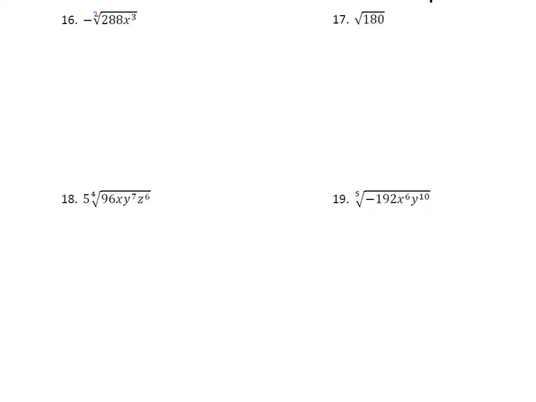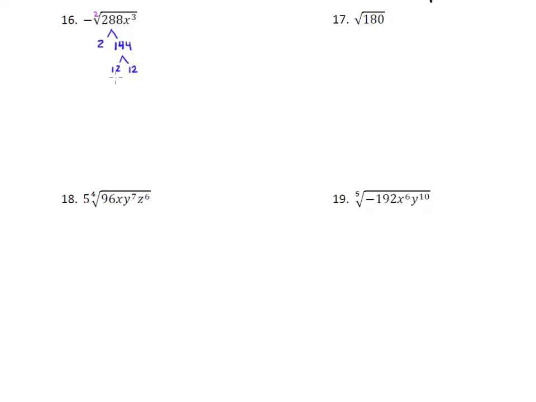So I need two things that multiply to 288. Well, that's going to be 2 and, because it's divided by 2, 144. Okay, 144, I remember that from elementary school. That is 12 times 12. So I'm going to break it up into 12 and 12.